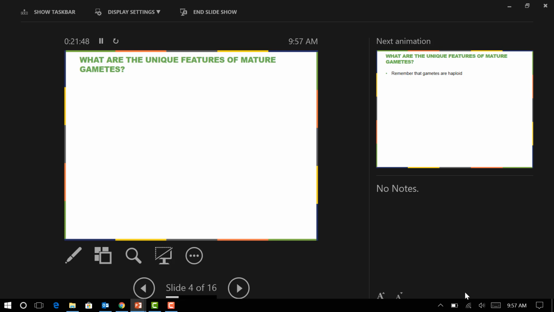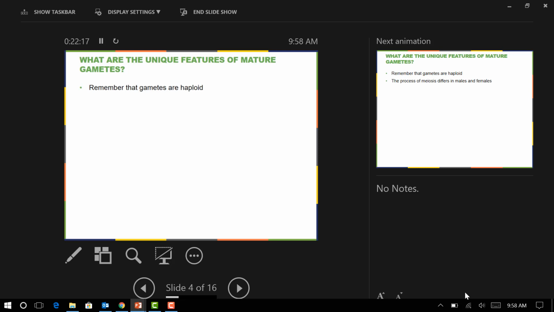All right, so our next framing question. What are the unique features of mature gametes? So as we look at a sperm and we look at an ovum, how are they different from each other, and how do they differ from cells that aren't gametes? Any cell that is not a gamete we refer to as a somatic cell. All right, remember from the previous slide that gametes are haploid, at least in humans.